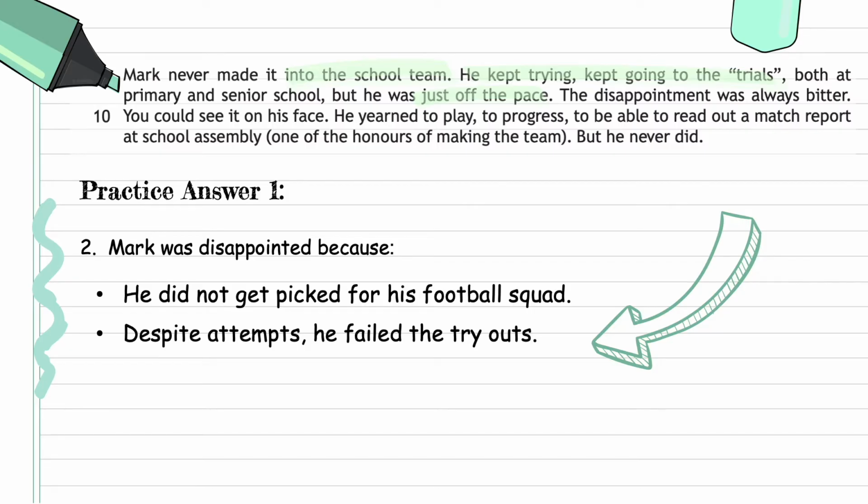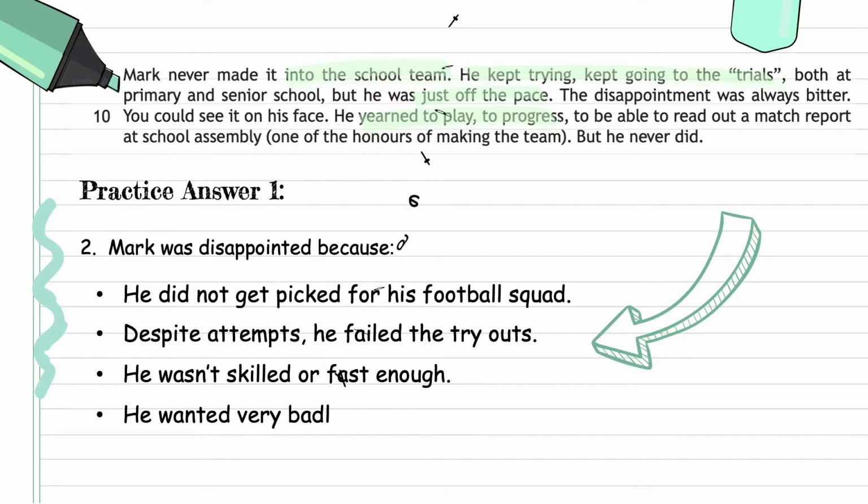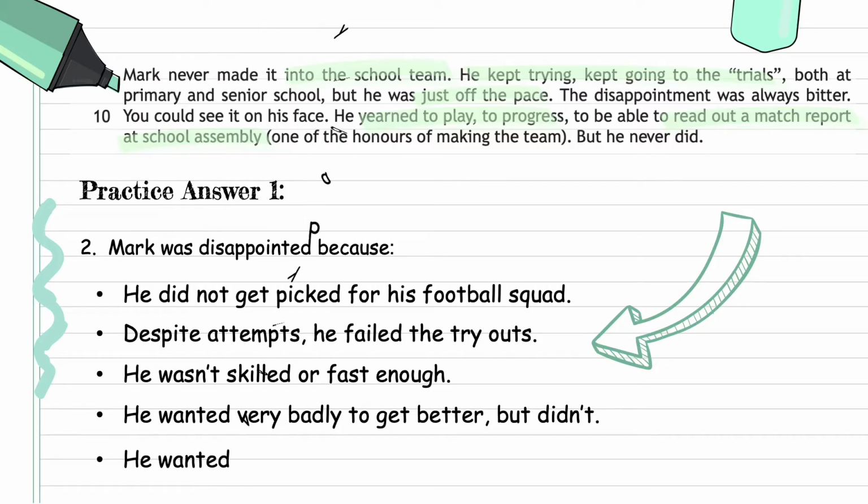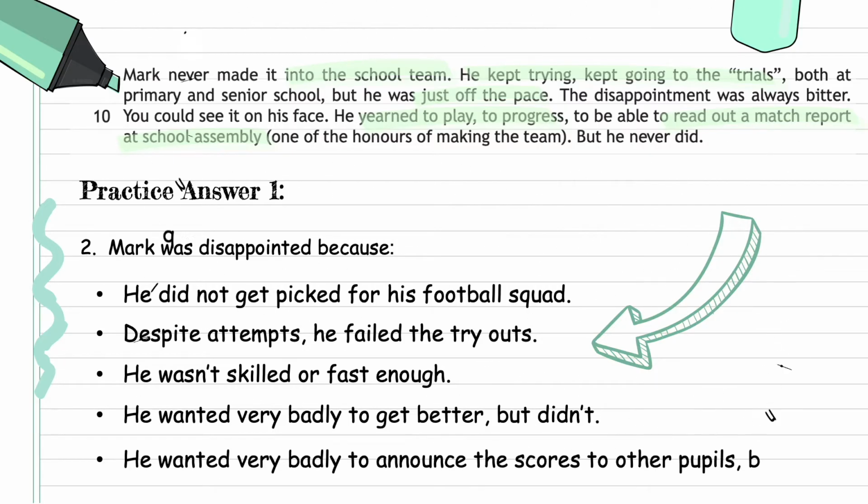Next, despite all of this, he was just off the pace. This meant that he wasn't skilled or fast enough. I haven't said the word pace, so I know that I am safe. He yearned to play and to progress. He wanted very badly to get better, but didn't. He wanted to be able to read out a match report at school assembly. He wanted very badly to announce the scores to other pupils, but didn't. So I haven't used the word assembly there or match report, so I think I am safe.